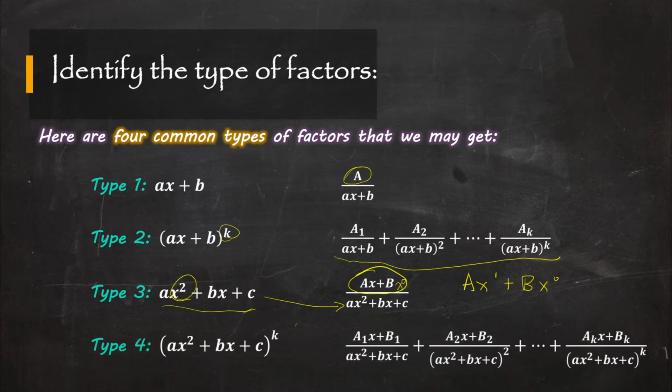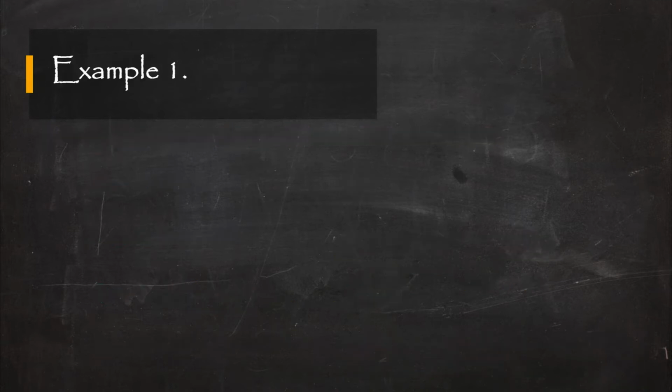And the type 4 is that we have an exponent on the type 3. So this is like we combine the type 2 and type 3. So the value for the k will determine how many expressions that you're going to write down. Okay? And that's pretty much it. And we can move on to the example.